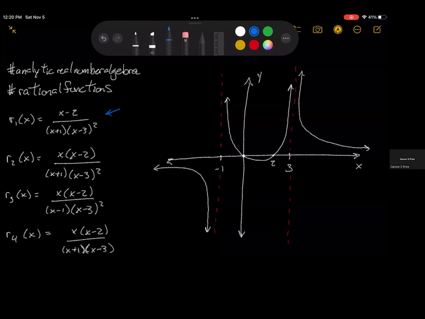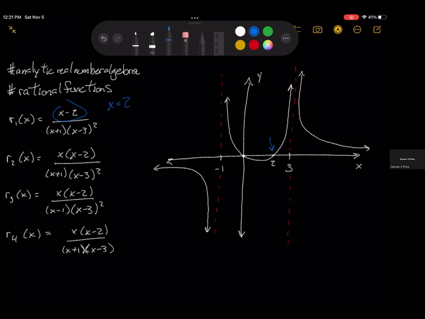I can immediately discard this one because I look at my numerator here and I see that this rational function is only going to have one zero. When x is equal to 2, this function will give me 0. That is true in my graph, but my function is also supposed to have another zero when x is equal to 0, right? So it can't be the first function.